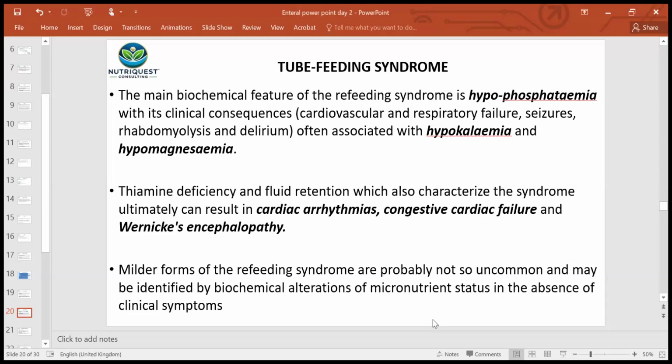Thiamine deficiency and fluid retention, which also characterize the syndrome, can ultimately result in cardiac arrhythmias, congestive cardiac failure, and a condition known as Wernicke's encephalopathy. There is a condition called Wernicke-Korsakoff syndrome. Wernicke-Korsakoff syndrome is more of an alcohol withdrawal syndrome, as most patients who are admitted have alcohol withdrawal syndrome.